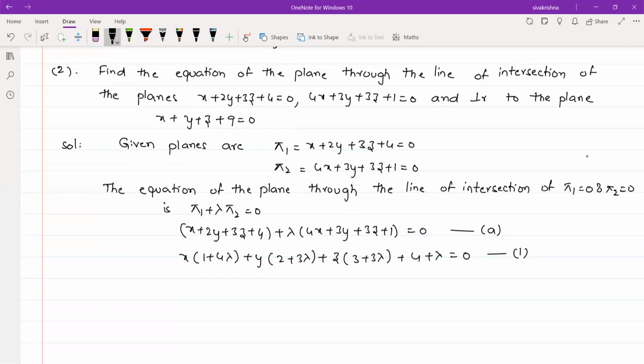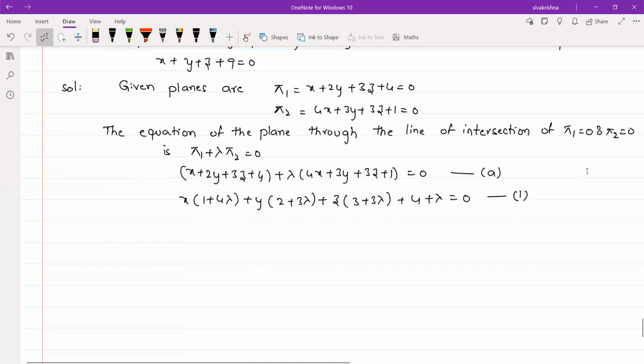Okay, so now we have to find the value of lambda. After finding the value of lambda, we substitute that lambda value in equation A, and then we get the required plane equation. In a previous problem it was given that the required plane passes through the point 1, 1, 1, whereas in this problem the required plane is perpendicular to another plane. So I am writing that given condition.